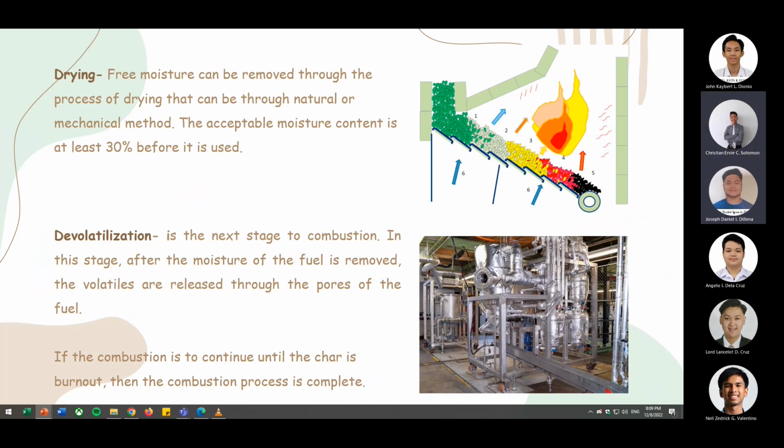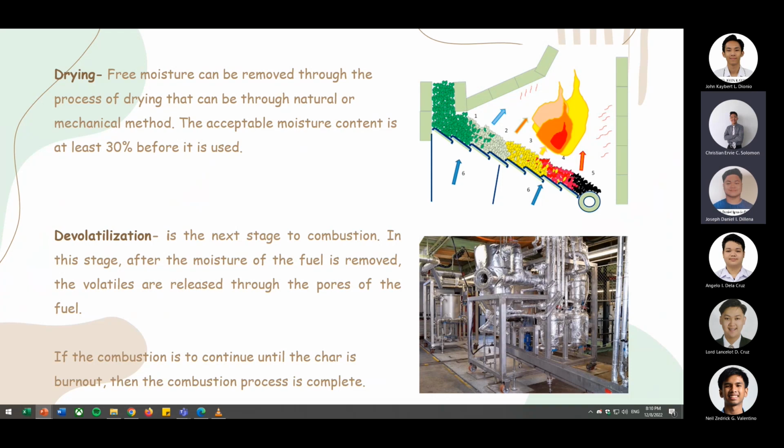And next is the volatilization. The volatilization is the next stage of combustion. In this stage, after the moisture of the fuel is removed, the volatiles are released through the pores of the fuel. In the volatilization, the oxygen cannot penetrate the inside of the fuel. Thus, combustion occurs without oxygen, which is also known as pyrolysis.